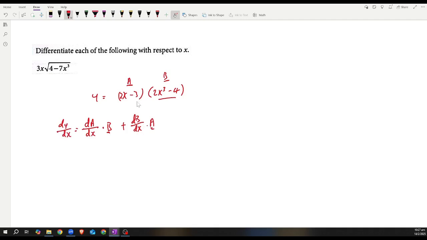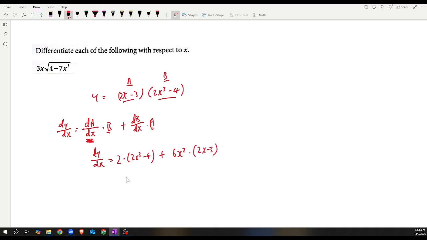So let's try this. If you differentiate A, you will get just 2, right? Because if you differentiate 2x, it is 2, and you differentiate negative 3, that's 0. So this is dA/dx. Then you multiply by B, which is 2x cubed minus 4. And then you add it to the differential of B. So if you differentiate B, you bring down the power of 3 and you multiply by 2: 6x squared, because you subtract 1 from the power. So this is dB/dx. And then you just copy down whatever you have for A, 2x minus 3, the original term.